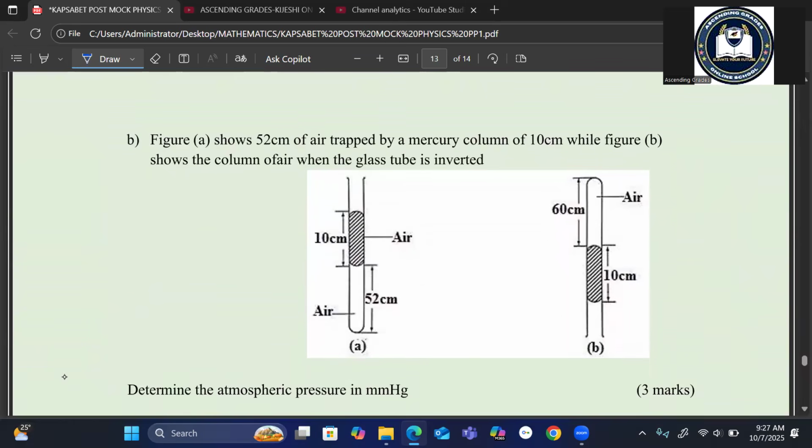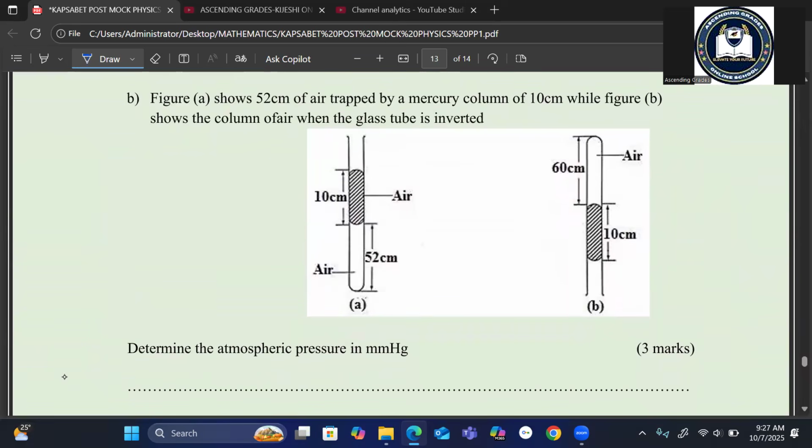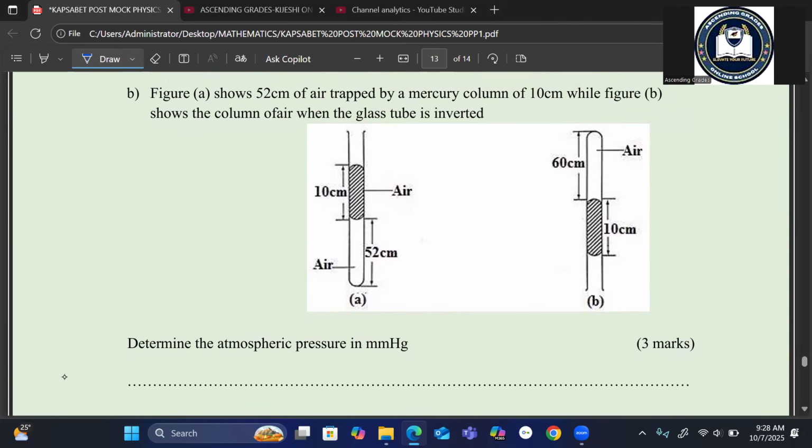We are having a certain diagram over here. Figure A shows 52 centimeters of air trapped by a mercury column of 10 centimeters, while figure B shows the column of air when the glass tube is inverted. So you can see the volume of the air column is increasing from 52 to 60. Determine the atmospheric pressure in millimeters of mercury.